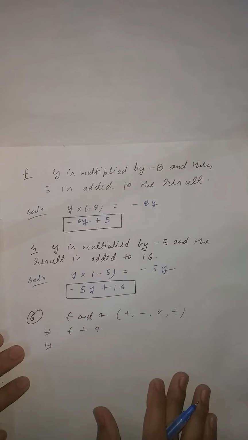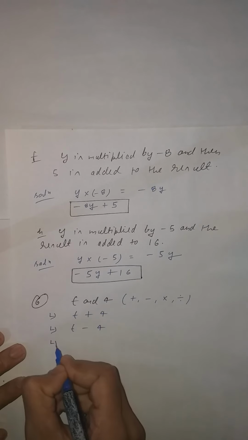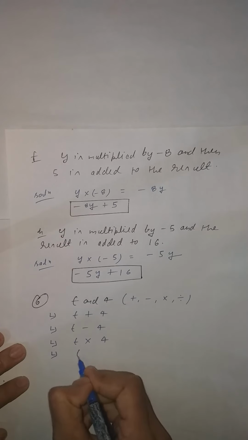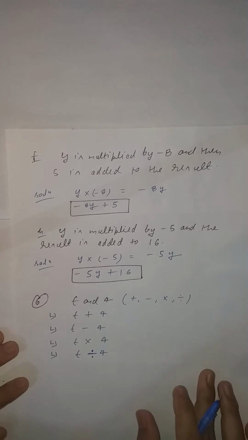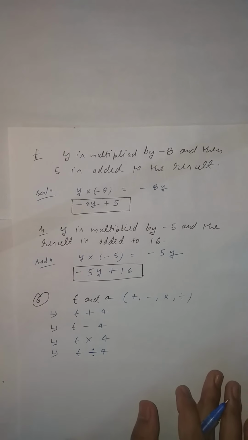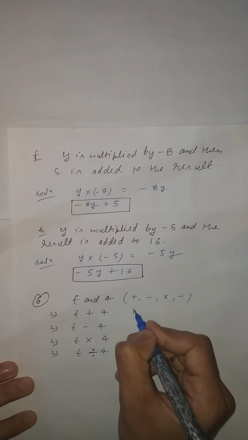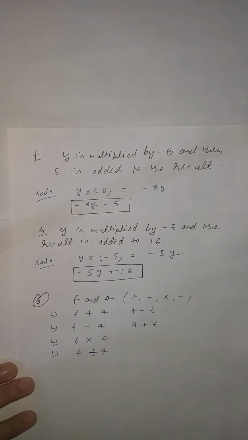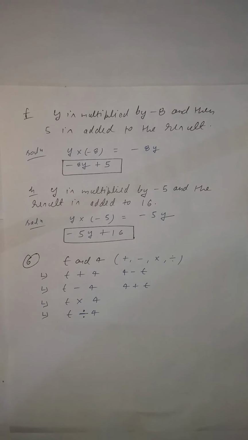Again you can write down what? Again you can write down t minus 4. Clear? Next you can write down what? T multiply by 4. Next you can write down what? T divided by 4. Clear? So here you can see t and 4 I am using. And we can make many expression. Clear student? Also you can write down 4 minus t. Clear student? 4 plus t and so on. So many expression you can make with the help of t and 4. Clear student? So I think now you are able to solve all the question based on this.